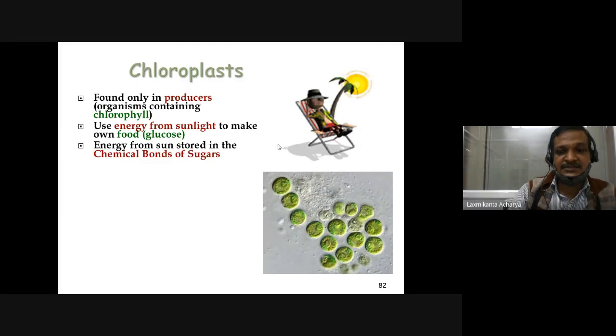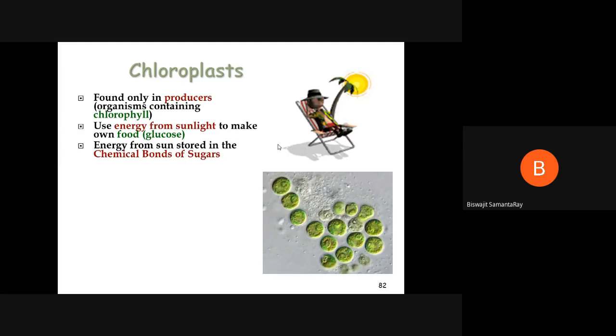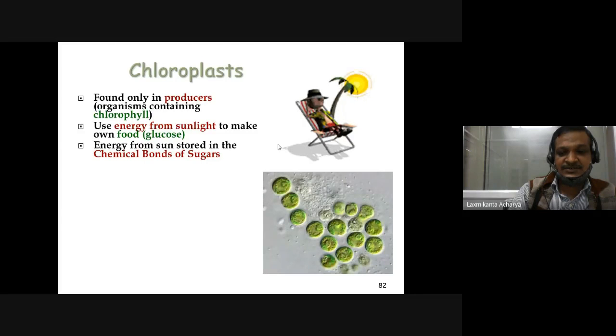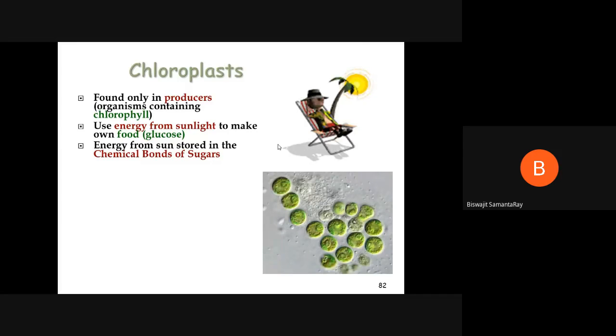So there are two kinds of reaction. What are the two kinds of reaction that is happening in chloroplast? Light reaction, dark reaction. Okay, so this dark reaction and light reaction are happening in chloroplast. In which part of the chloroplast does the dark reaction happen? Stroma, dark reaction in stroma, light reaction in grana.